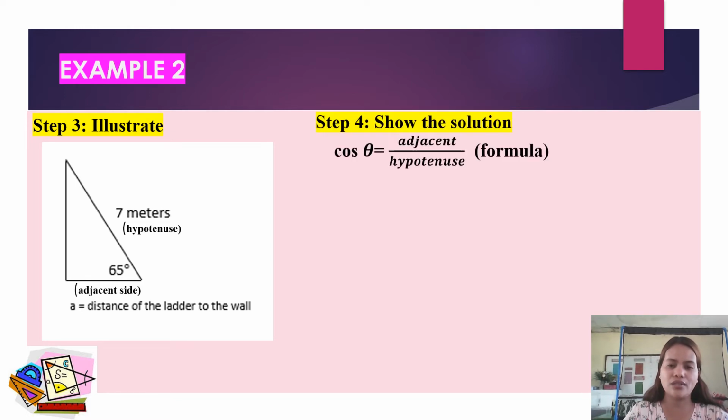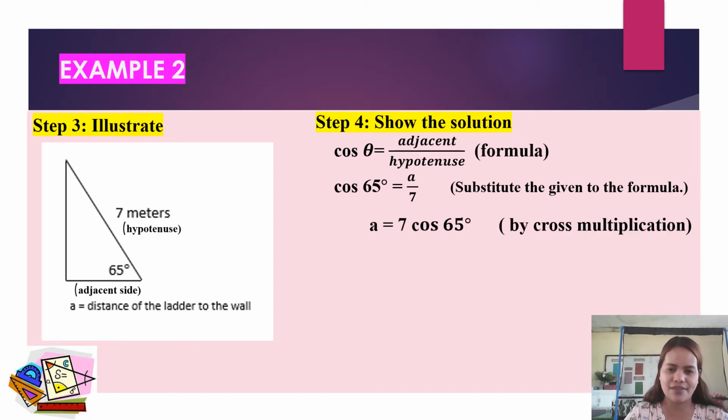So you're going to show the solution. Okay, so that is the formula. And substitute the given to the formula. We have cosine 65 degrees equals the adjacent, which is A, over the hypotenuse, which is 7. By cross multiplication, we have A equals 7 cosine 65 degrees. And we are now going to simplify.